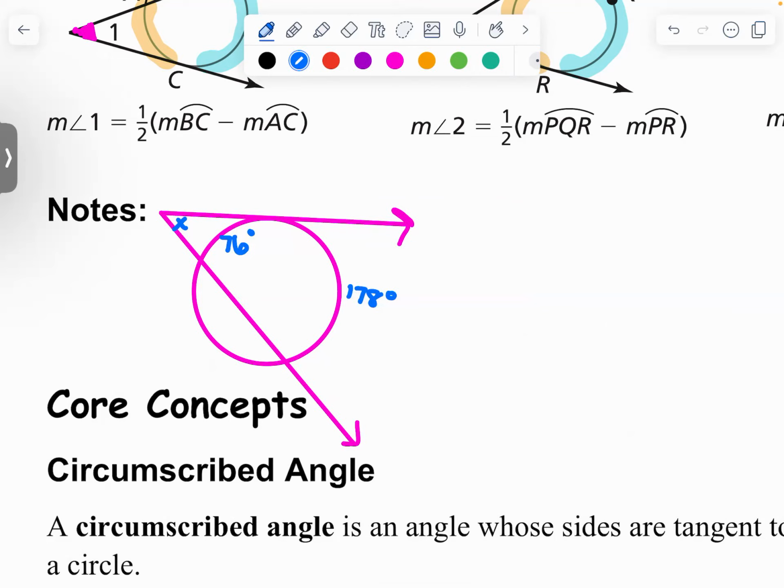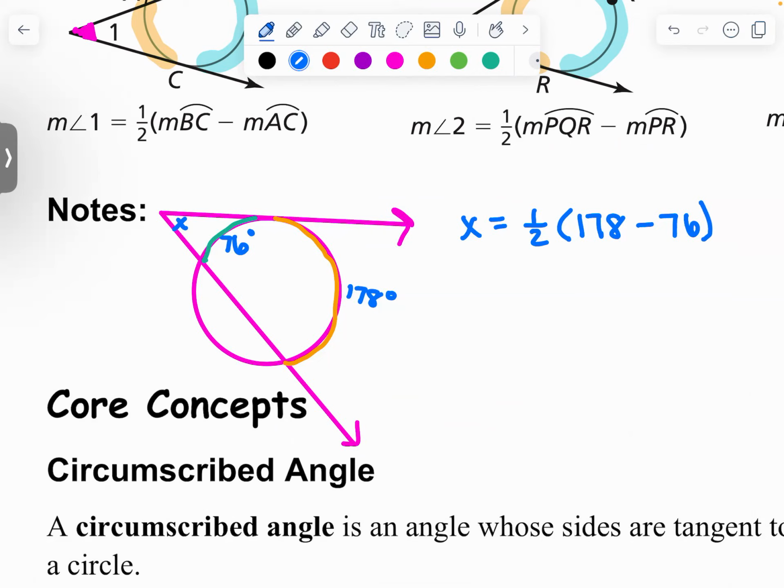Okay, so we need to find the angle that's labeled as X. Since we are outside of the circle, we need to take intercepting arc minus intercepting arc and divide it by 2. So we're going to take 178 minus 76 and put that 1/2 out there.